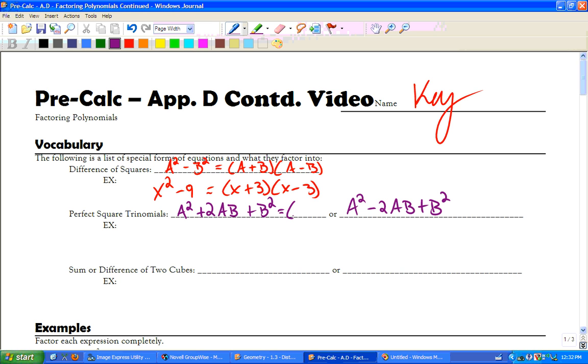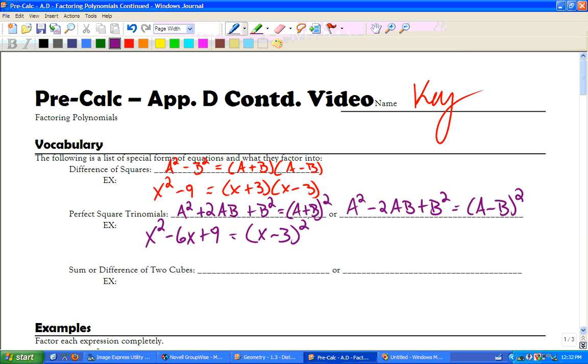A squared plus 2ab plus b squared factors into a plus b quantity squared. A squared minus 2ab plus b squared factors into a minus b squared. Again, it's pretty close, but just a little bit of difference. Quick example, x squared minus 6x plus 9. You're squaring x to get to x squared, you're squaring 3 to get to 9. Therefore, this factors into x minus 3 squared.